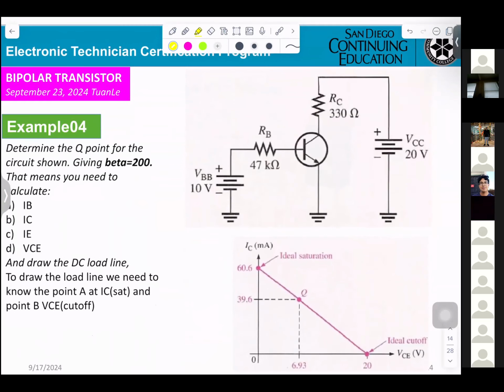Example number 4. Let's see. Determine the Q point for the circuit shown. Given beta 200, that means you need to calculate IB, IC, IE, VCE. So first thing, you want to calculate IB. I gave you a little help here. You know that will be positive, negative.